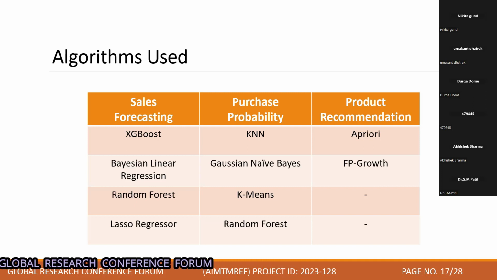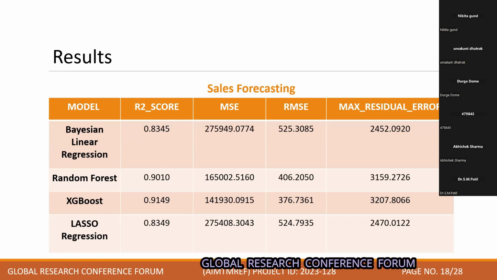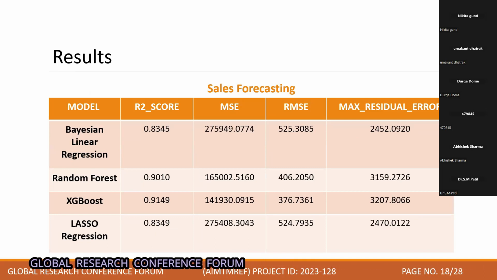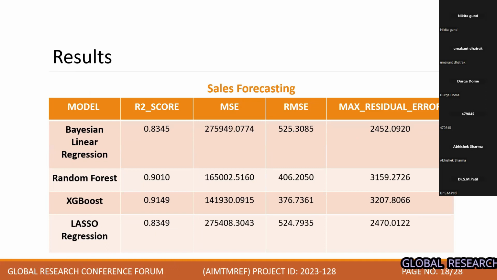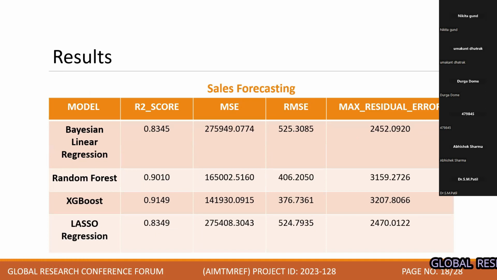Now let's see the results section of these algorithms. As you can see, the table depicts the following results for sales forecasting. We can quickly notice that the R2 score of the extreme boosting algorithm is the highest, at around 0.9149. Also the RMSE, MAE, and residual errors are the lowest compared to the other algorithms. Hence, for sales forecasting, XGBoost is performing better.